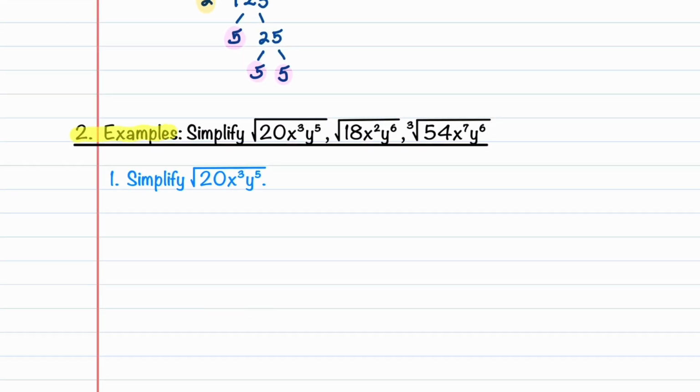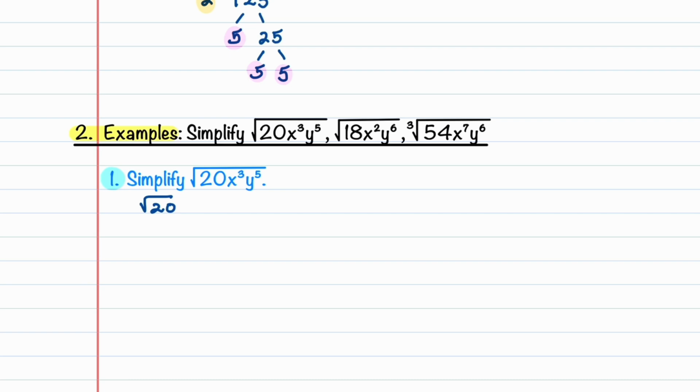Let's now look at some examples where we're going to simplify roots of expressions with constants, variables, and exponents in it. Let's start by simplifying the square root of 20 x cubed y to the 5th. Whenever we have a combination of constants and variables, I like to simplify them separately. So let's start by simplifying the square root of 20.